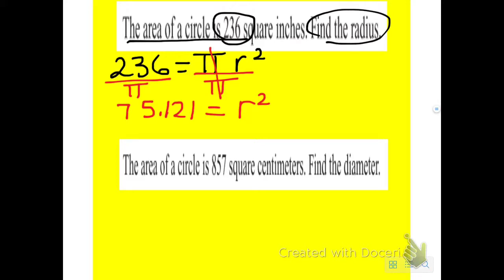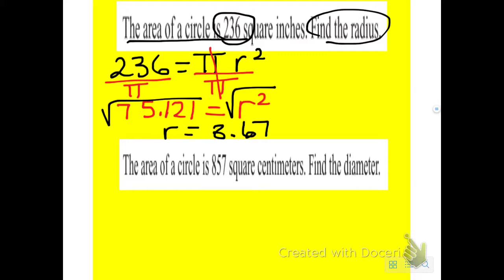In order to solve for r, I need to isolate the r and I need to get rid of the squared. To undo squaring a number, I have to do the opposite, so I'm going to take the square root. I'm going to press the square root button, and I'm going to say the square root of 75.121, and it tells me that r is going to equal 8.667, so 8.67 if I round up.